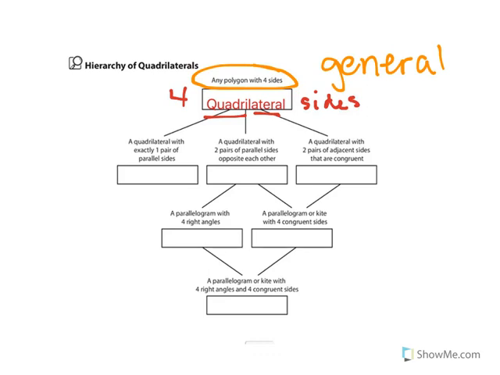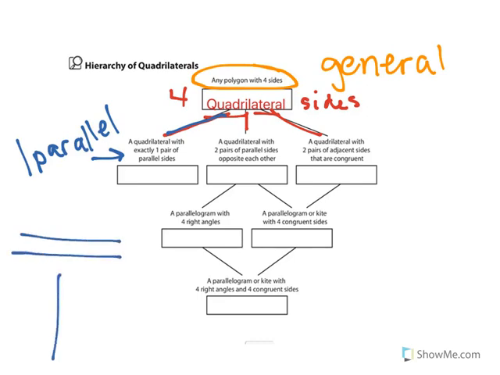Now, a quadrilateral could be 3 different kinds of shapes. It could be this, this, or this. So let's focus first here. What is a quadrilateral with exactly 1 pair of parallel sides? Remember, parallel means that they will never intersect. They will run in the same direction forever and ever. What would a quadrilateral with 1 pair of parallel sides be? You nailed it. It's a trapezoid.